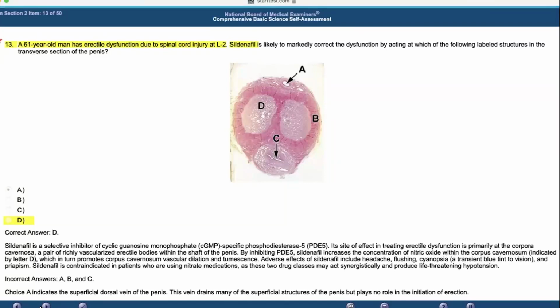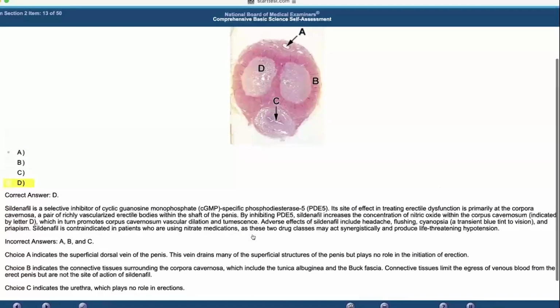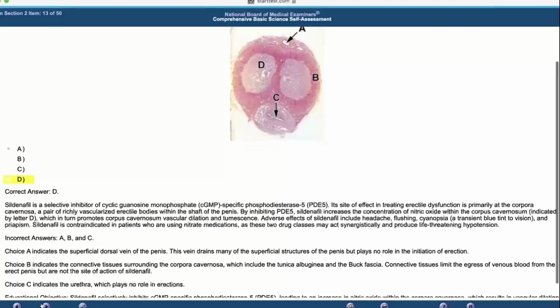But A is going to be your superficial vein, right? Yeah, but that's just the outflow. It's not going to really help you with the dilation inside, right? And then C is what? C is going to be your urethra, right? And then I don't actually know what B is. What is B? Just connective tissue. Okay, connective tissues. So Buck's fascia and stuff. Okay, cool.